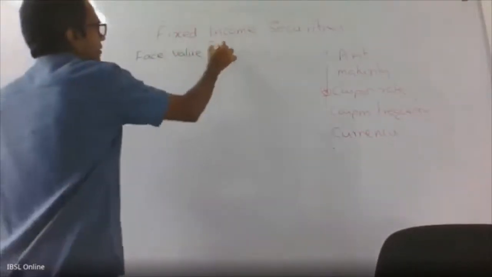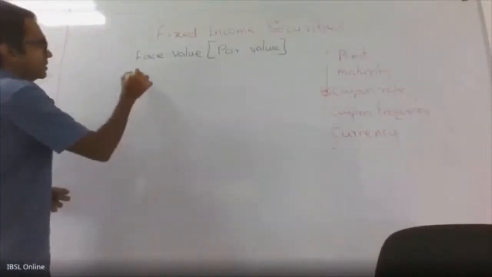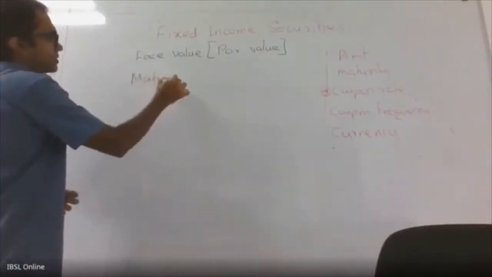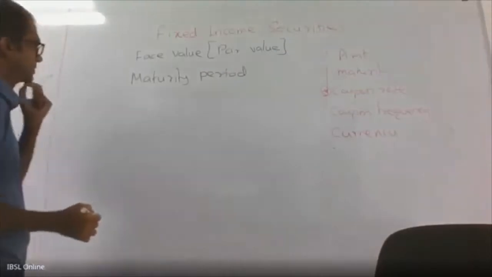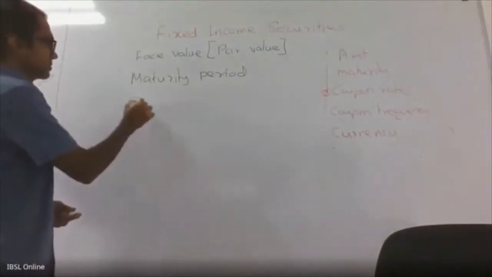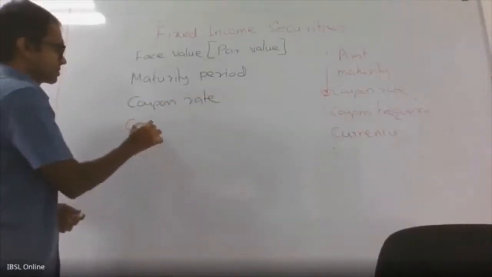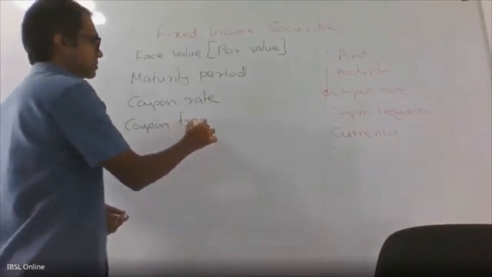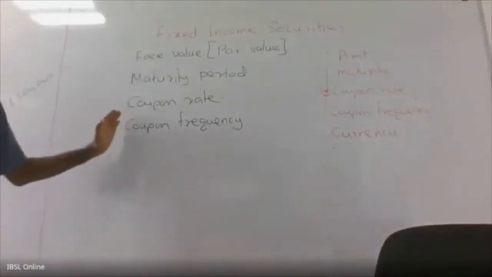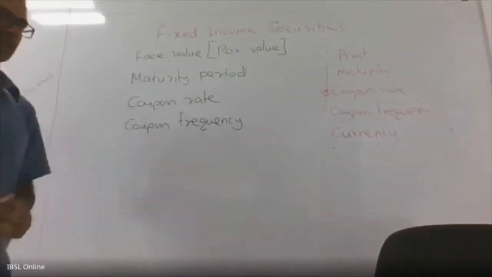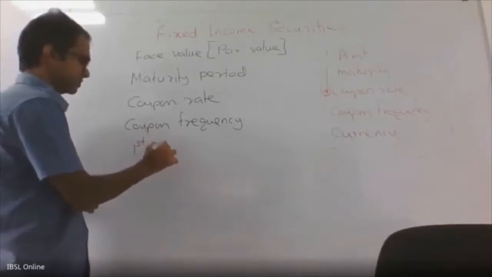Face value or the par value. What's the meaning of that? Maturity period, or we just call it maturity, coupon rate, coupon frequency. If you know all these, you should be able to calculate the cash flows, but to get the exact timing, you need this as well.